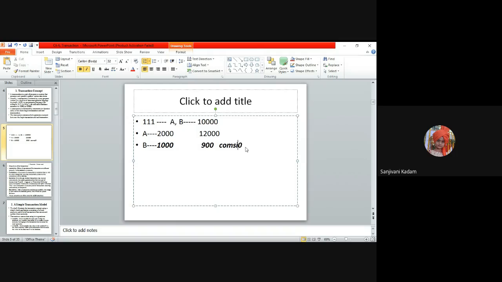Consistency always stands for correctness. Am I clearly audible? Correctness means that neither 12,000 nor 9,000 is the correct value of the database. The correct value depends on sequential operations.